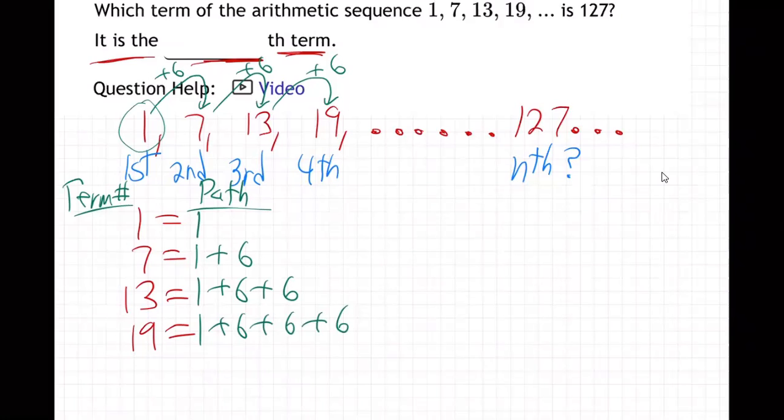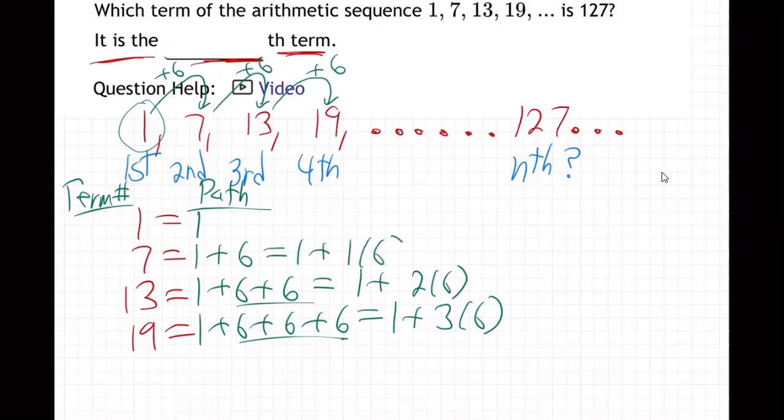Remember that formula? And so this is going to be what? 1 plus 3 times 6. And this is 1 plus 2 times 6. And this is 1 plus 1 times 6, etc.